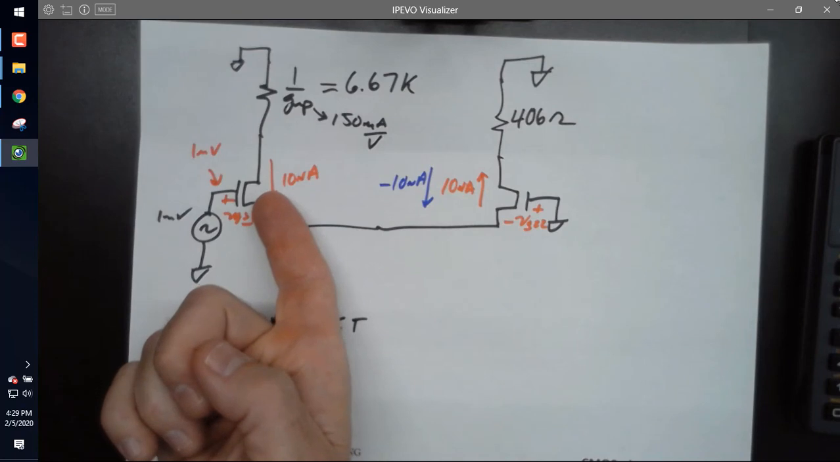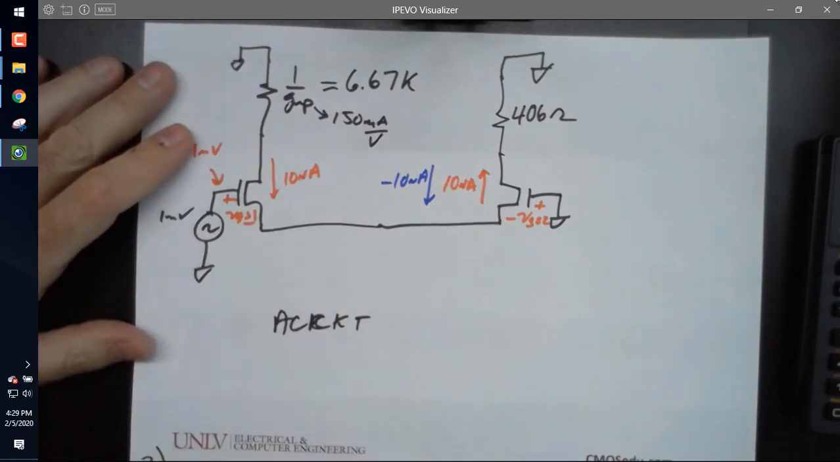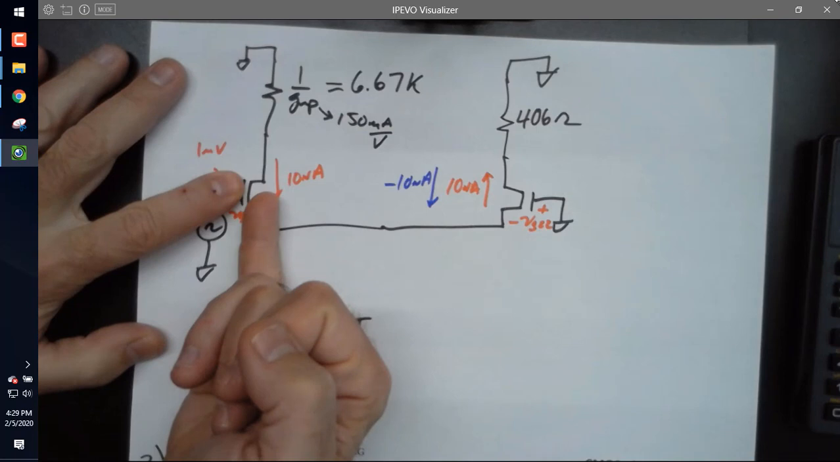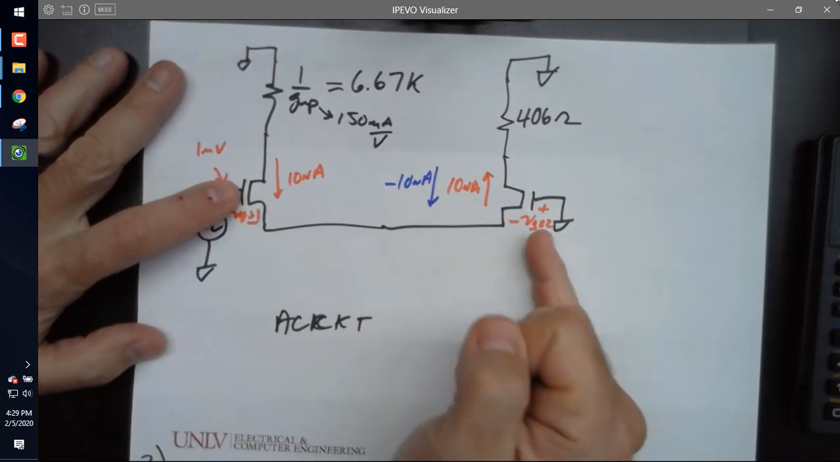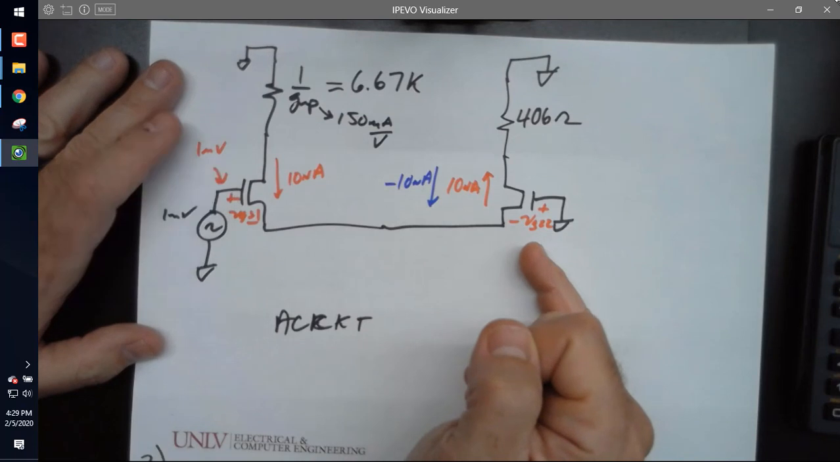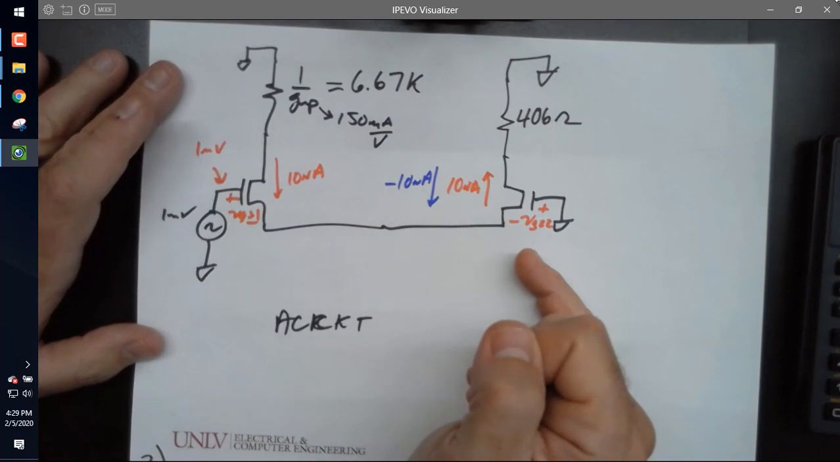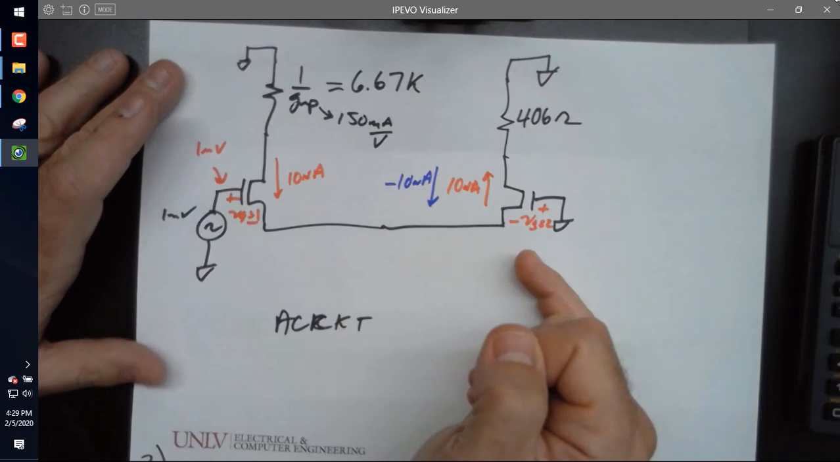So everybody see the deal? If this is going down by 10, this is increasing by 10, this is decreasing by 10, the VGSs have to be equal and opposite. But I don't know that. I need to prove it. So let's do that.